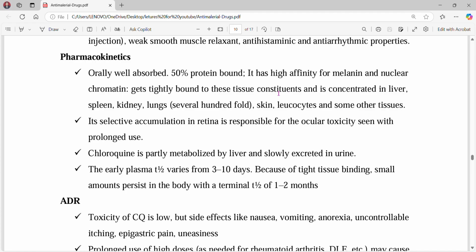It gets tightly bound to tissue constituents, and is much more concentrated in the liver, spleen and kidney. Its selective accumulation in the retina of the eye is responsible for the ocular toxicity seen in prolonged use. If treatment is given for prolonged therapy, accumulation of the drug in the retina gives ocular toxicity. Chloroquine is partly metabolized by the liver and slowly excreted in the urine.